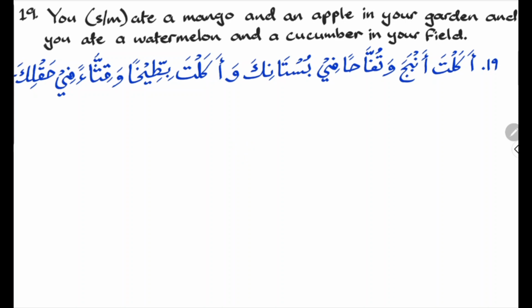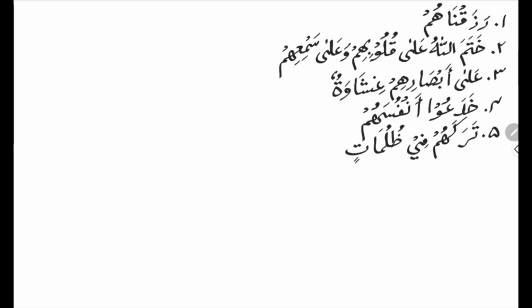Now let's move on to translate Arabic sentences to English. The first sentence here is razaqnahum. Now razaqa means to provide. Razaqna is on the wazn of fa'alna, which is jama mutakallim. So razaqna means we provided, and hum is them. So we provided them, which basically means we provided for them.